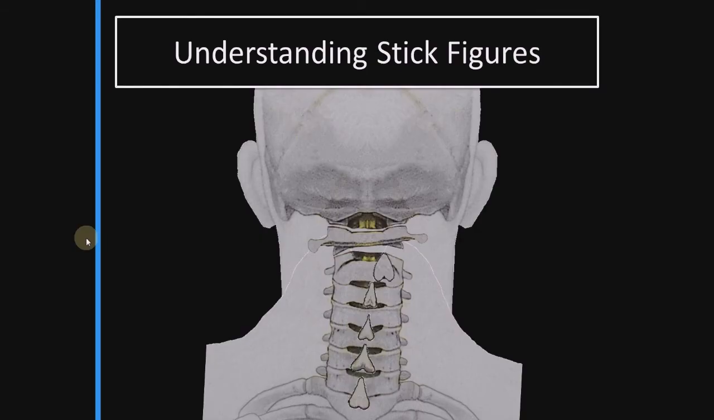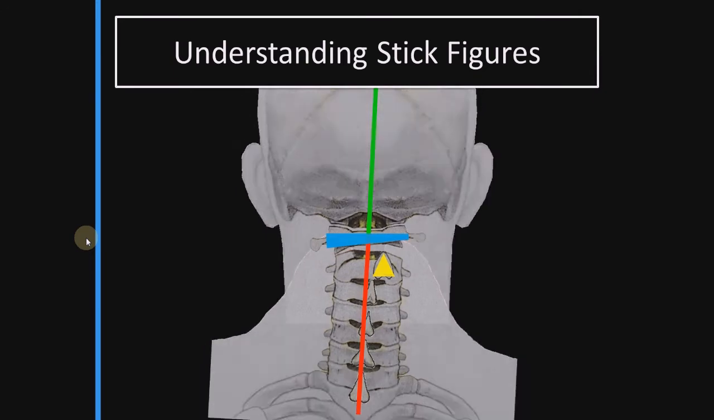First, we're going to observe how the stick figures will be used in our classwork understanding of the misalignment components of subluxation. We have our line going through the skull, represented in green, our line going through the neck, represented in red. We have a blue wedge going through our atlas as our atlas frontal plane, and we have a yellow triangle representing our axis spinous.